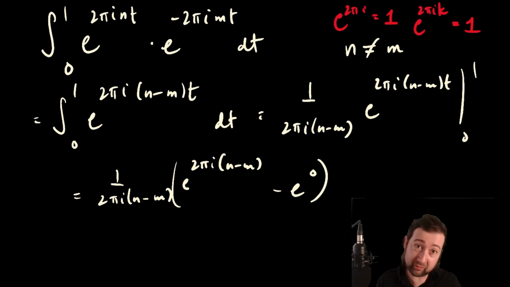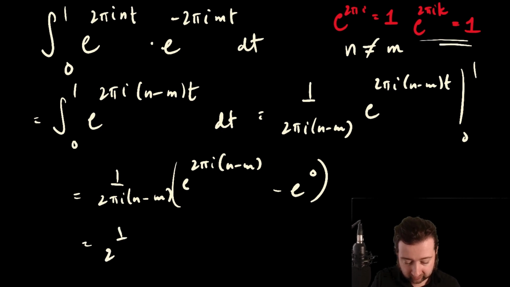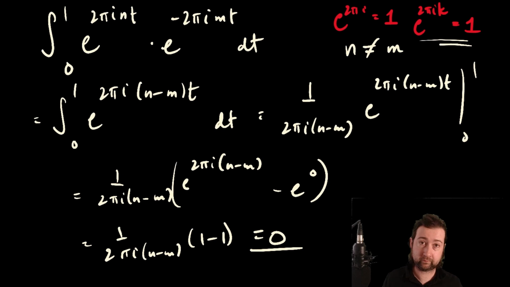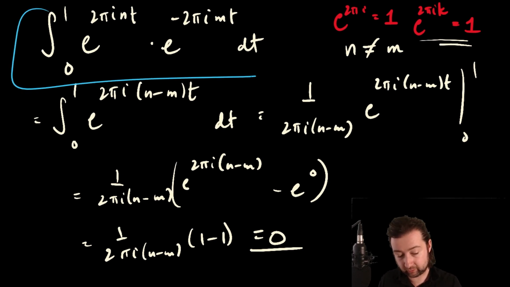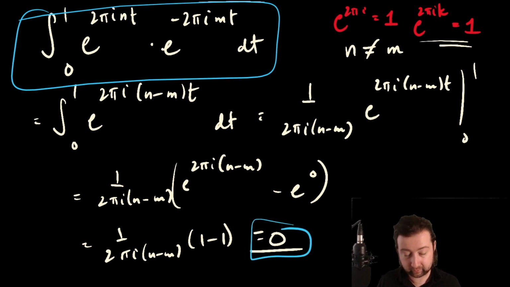Now, e to the 0 is 1, but e to the 2 pi i (n minus m), well, n minus m is an integer. So e to the 2 pi i (n minus m) is also 1 by this fact right here. So this is e to the 2 pi i (n minus m) times 1 minus 1, which is 0. So this integral is nothing.